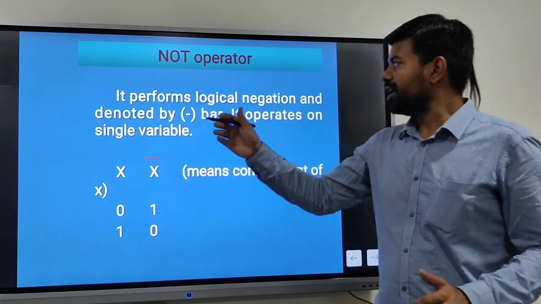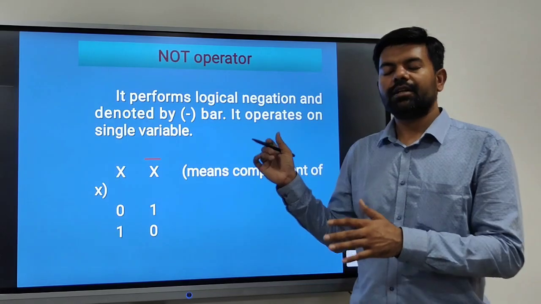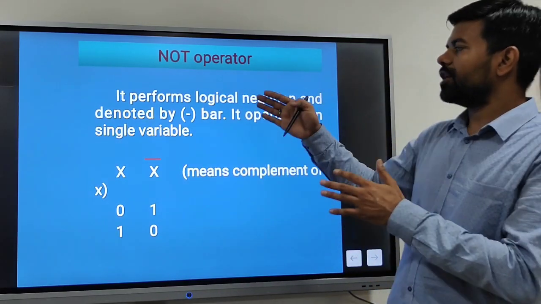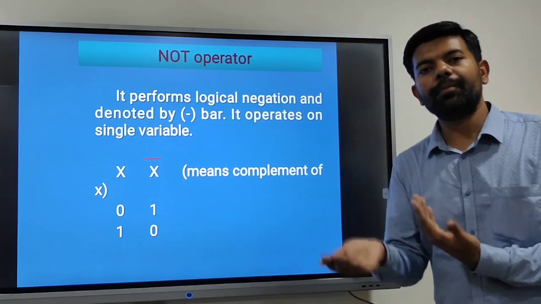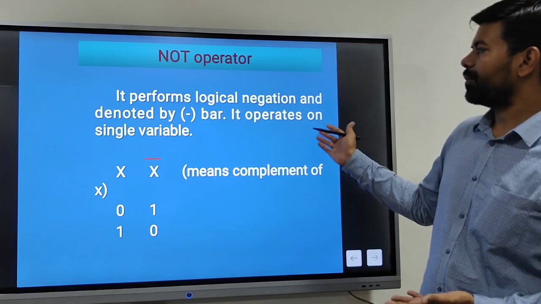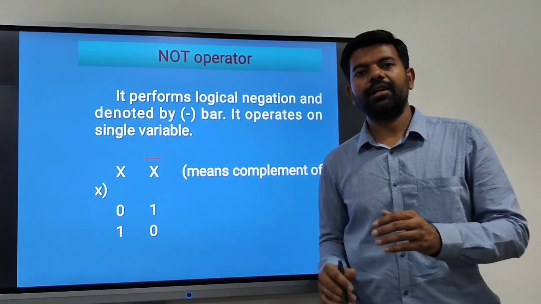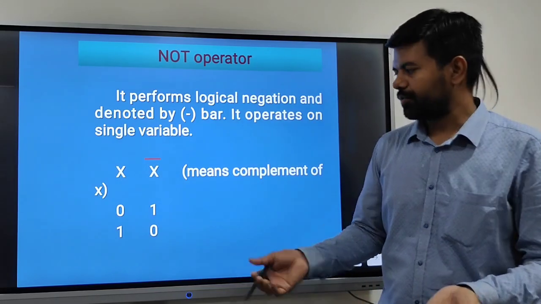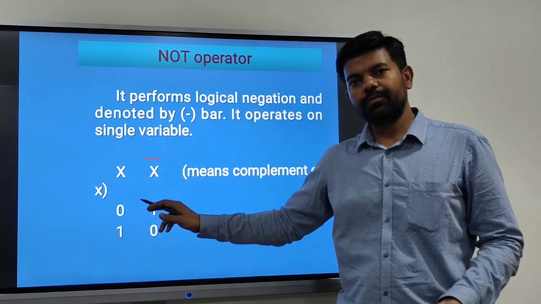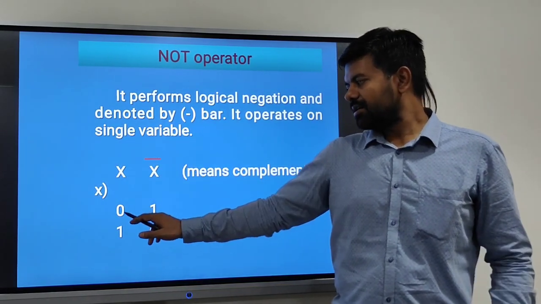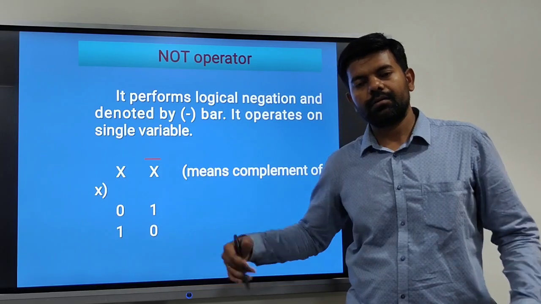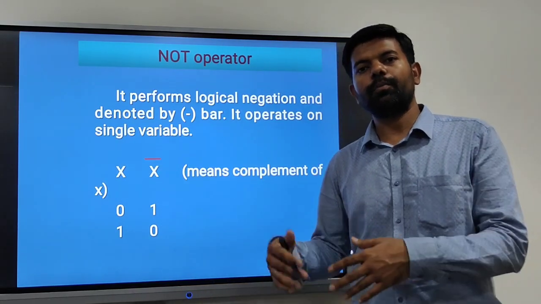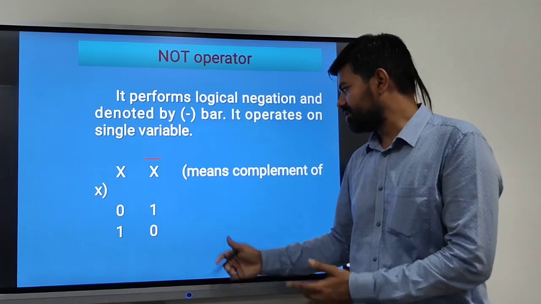NOT operation. It performs logical negation and is denoted by a bar. That is the complement of the input. The operation is on a single variable. It requires only a single input so that it can complement the output. That is, x is the input and the output is x bar. We have only two values: complement of 0 is 1, and complement of 1 is 0.